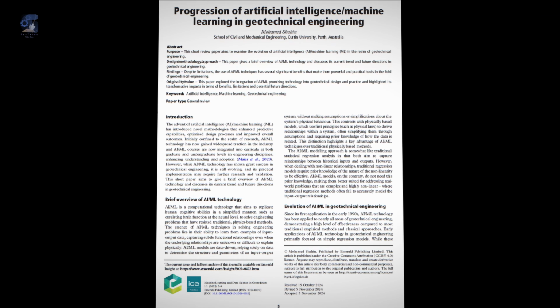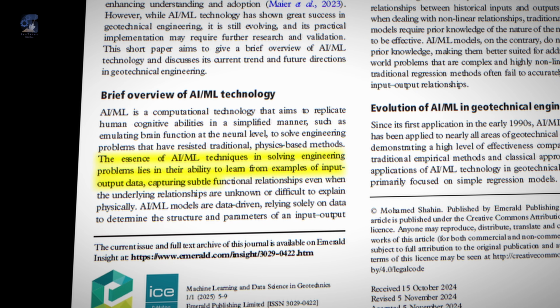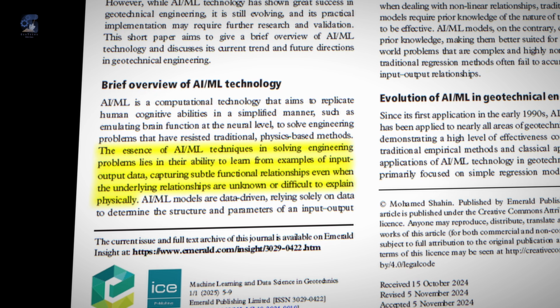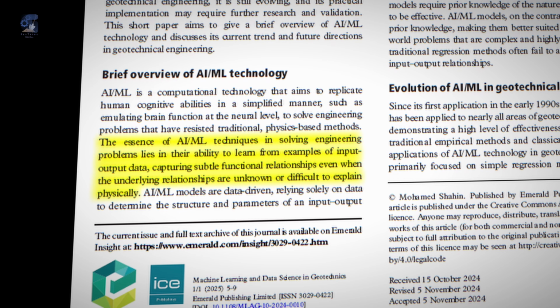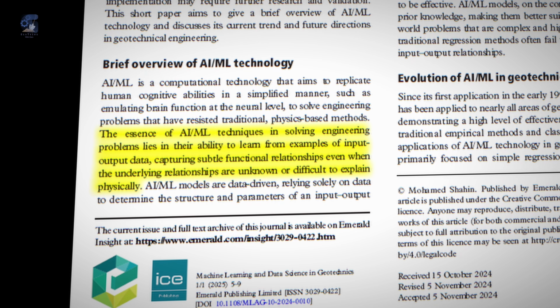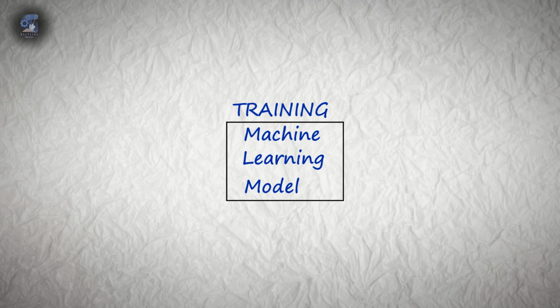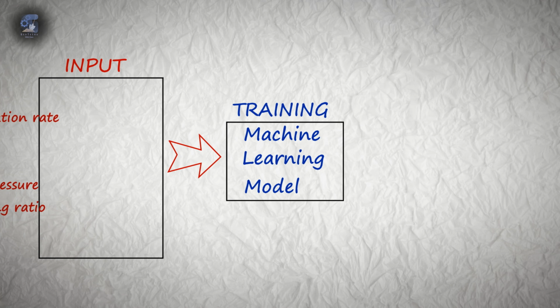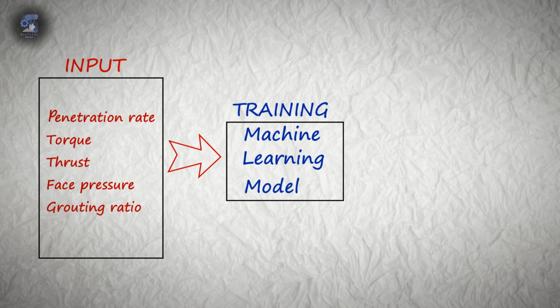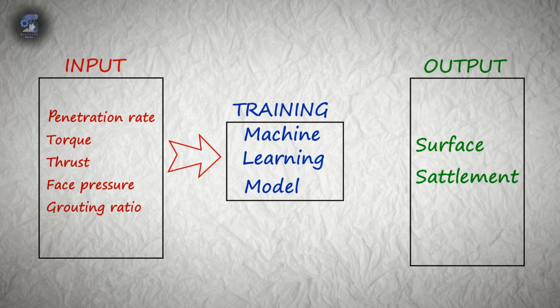Unlike traditional physics-based models that rely on established physical laws, machine learning models capture complex functional relationships directly from data, even when the underlying physical principles are unknown or difficult to explain. A good example is predicting ground surface settlement during tunneling with a tunnel boring machine. During the supervised training of the model, you feed the model multiple input variables such as tunnel boring machine penetration rate, the thrusts, the grouting ratio, and the like, along with the associated measured ground settlements.